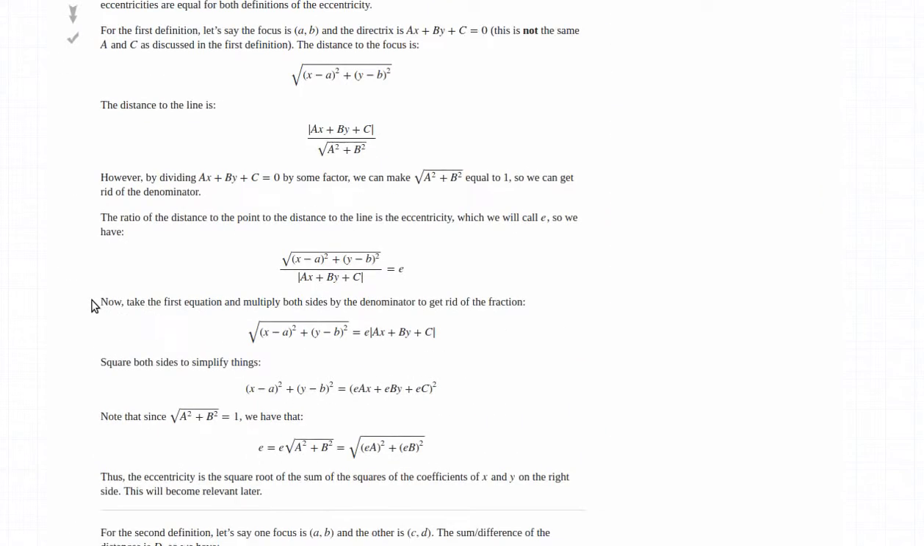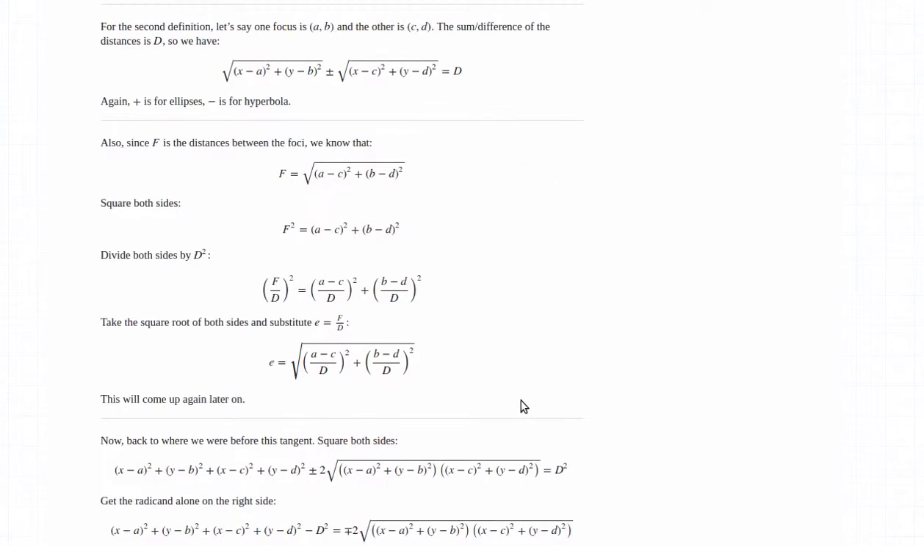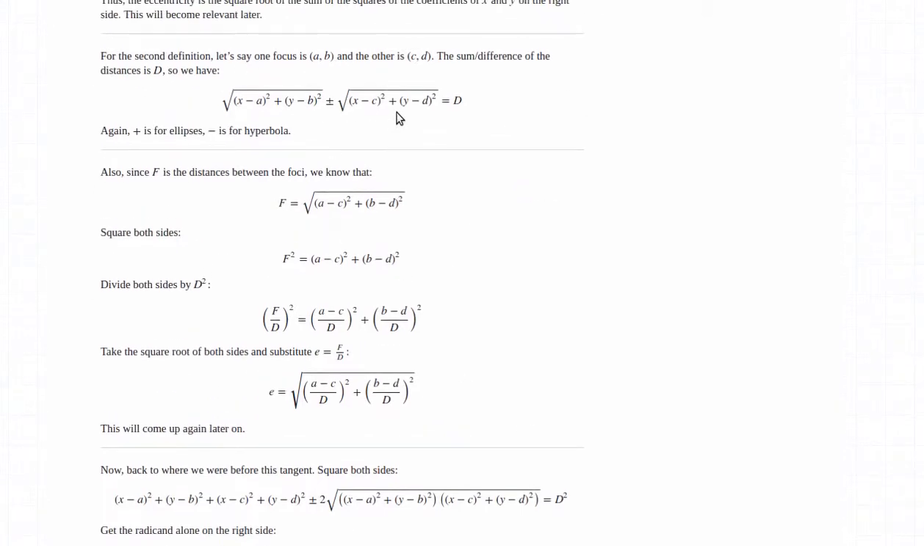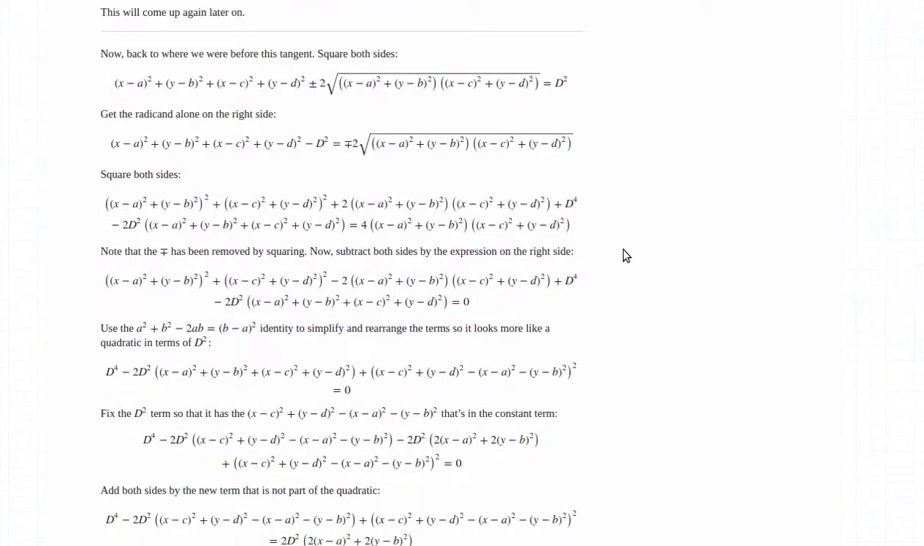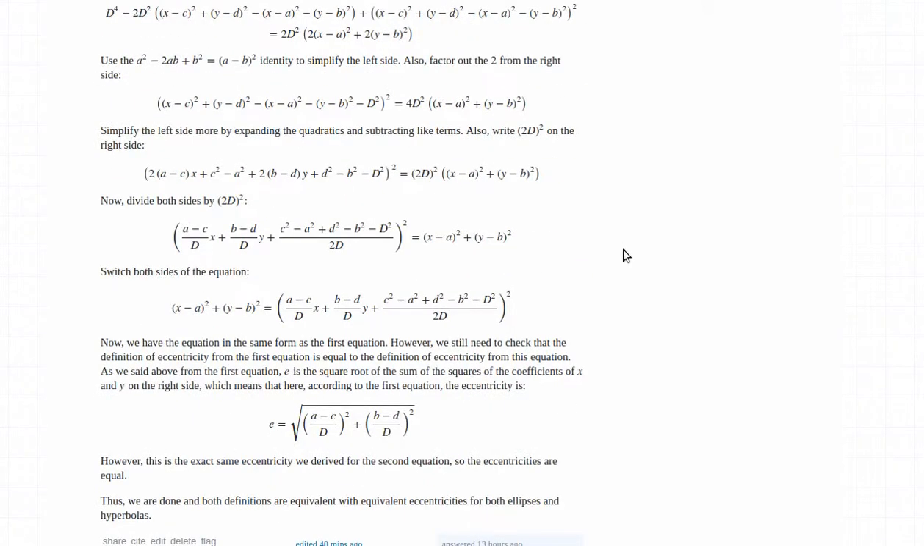If you compare the equations, we have something squared plus something squared equals something squared here. And for the second definition, we have square root plus or minus square root here. These are two very different equations. I just wanted to show you how different these are, and they come out to the same form using all of this algebra. I didn't use some calculus trick here. It's all algebra. It's all pre-calc.